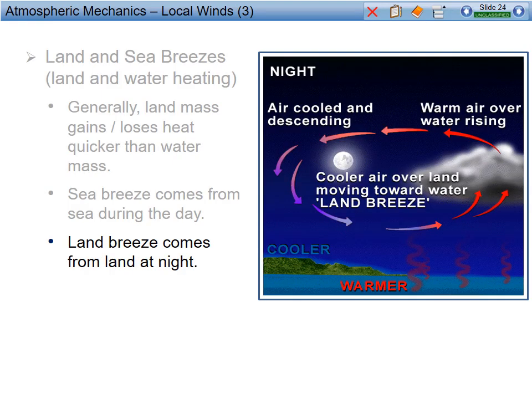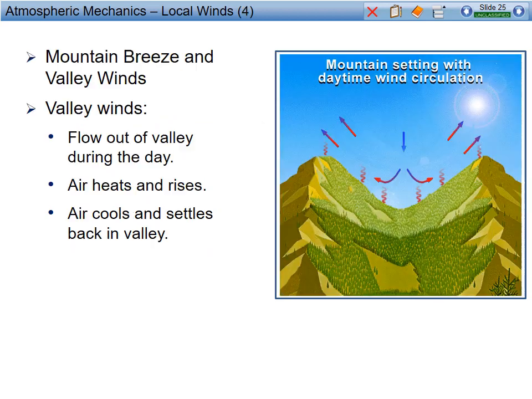The land breeze is the opposite effect happening at night. Once the sun goes down and we no longer have that radiation type heating of the surface of the earth, the land will cool down more quickly, but the water will hold the heat longer. Therefore, the rising air exists over the water and the descending air exists over land, flowing from the land out to sea at night. So a land breeze comes from the land at night.